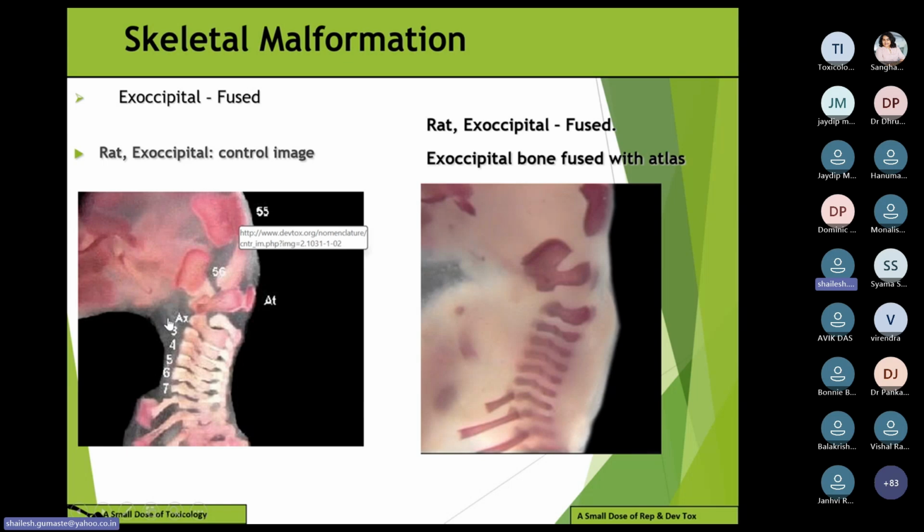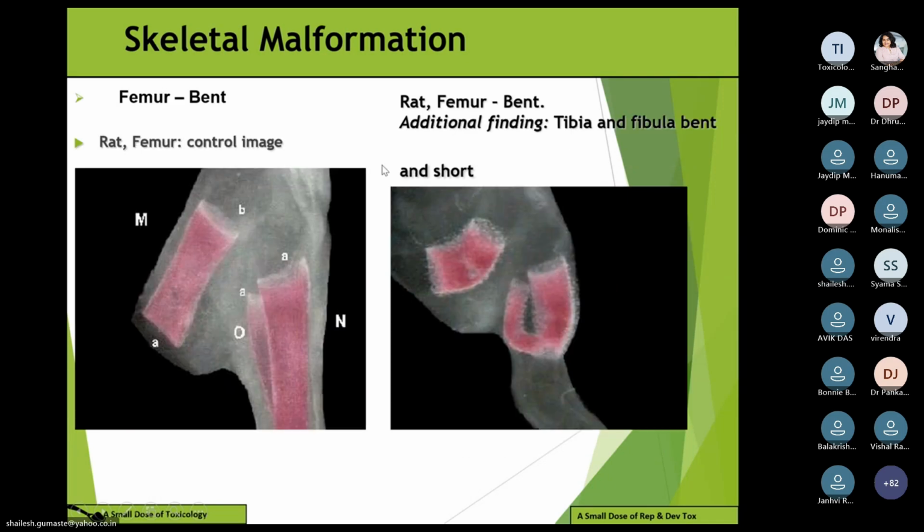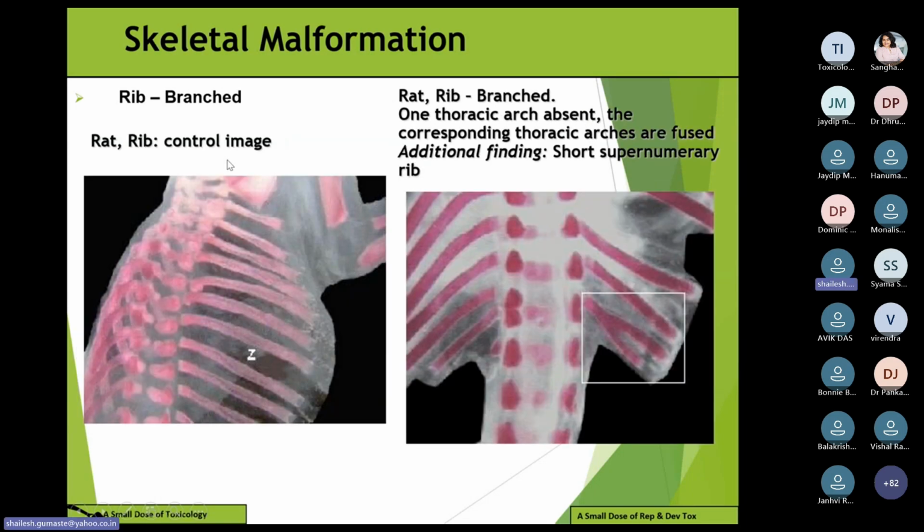This is the control image of the skull, the exoccipital control image. Here we can observe the exoccipital bone with the atlas. Bent femur: this is the normal image of the femur. Tibia and fibula are bent here; you can observe it clearly. These are the control images of the ribs. Ribs are branched here. One thoracic arch is absent, and corresponding thoracic arches are fused. The additional finding is a short supernumerary rib here.